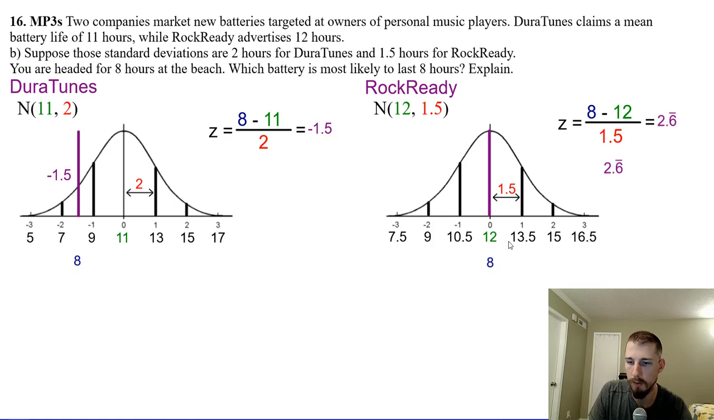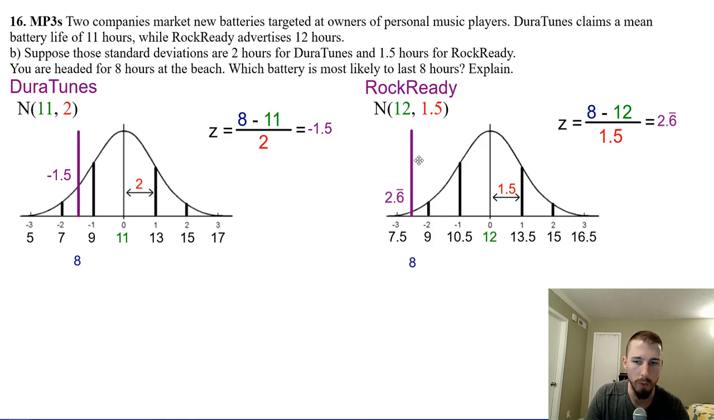Same thing for this one. If we go down to 8, that's actually more than 2 standard deviations. In fact, about 2.6 repeating, so a little bit past halfway. So for which company's batteries would it be more unusual to last only 8 hours? To die at 8 hours would be very unusual for Rock Ready, but a little more common for Duratunes because there's more area under the curve here.